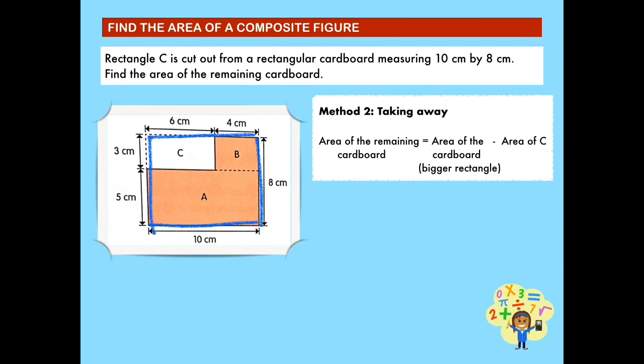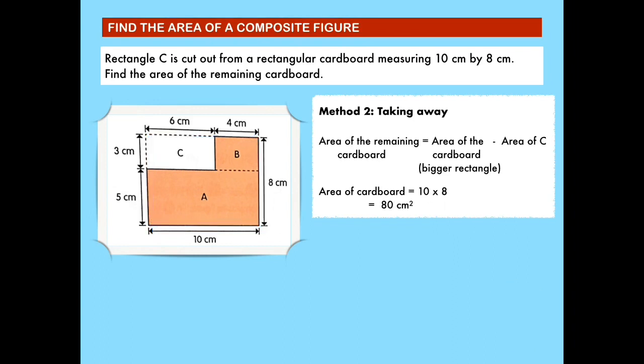To get the area of the bigger rectangle, we multiply its length and breadth, which is 10 and 8. 10 multiplied by 8 is equal to 80 square centimeters. The area of the cardboard or the bigger rectangle is 80 square centimeters.